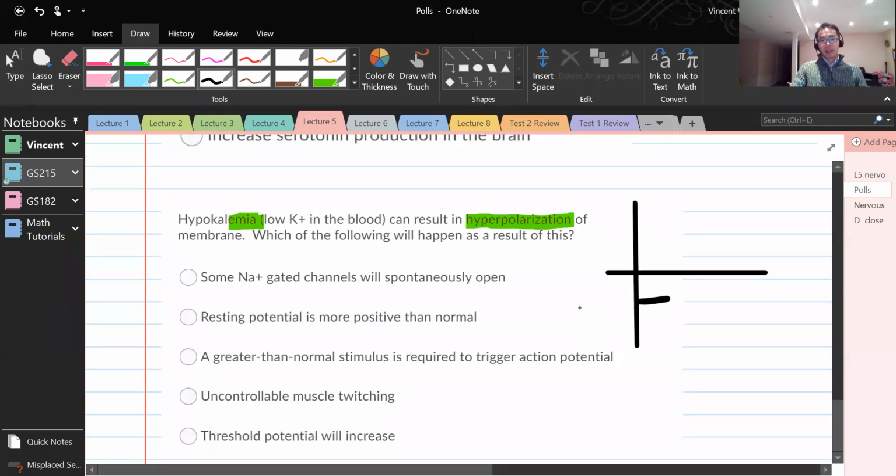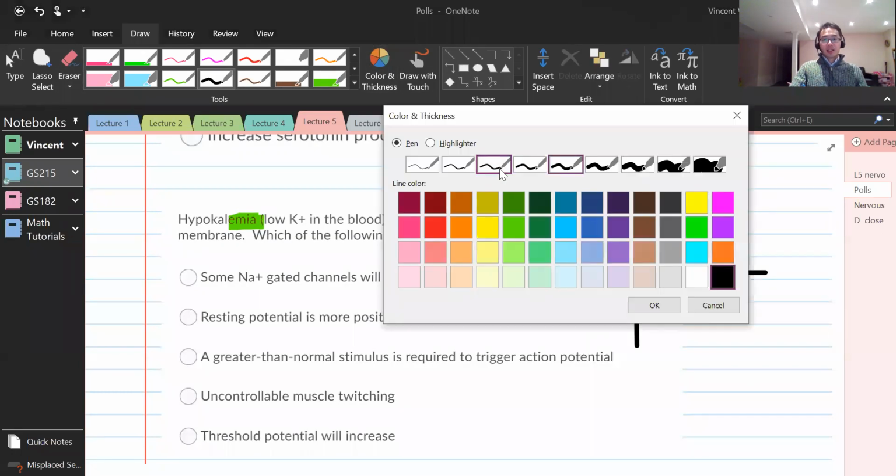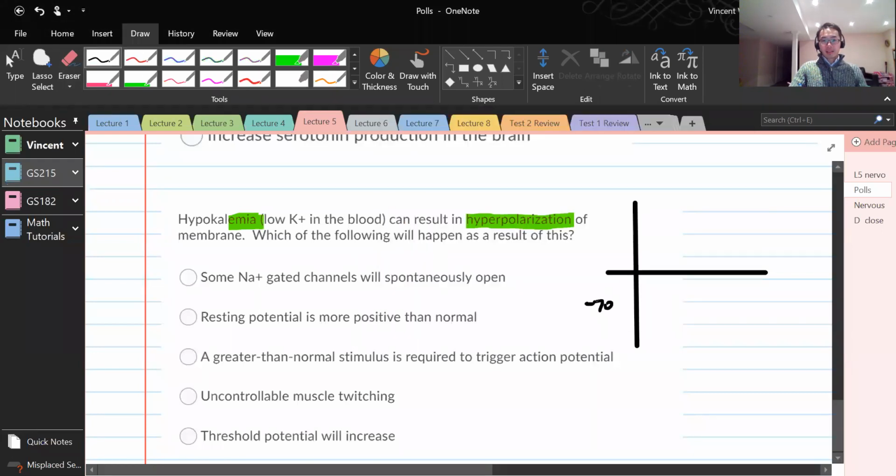normally we are sitting at -70. Oh my goodness, it's so thick. Normally we're sitting at -70. Right? That's our resting potential, right? So that's the -70 that we normally sit at before we do the whole thing, right? But now the person has low potassium in the blood, and that results in hyperpolarization. So instead of sitting at -70, are we sitting higher or lower than -70? That's the first thing you have to ask yourself. Okay, so hyperpolarization means I'm further down. So I'm at like, whatever, -90 or something.